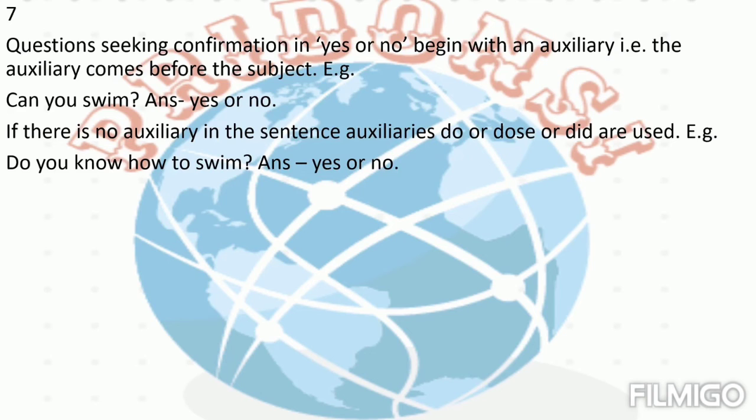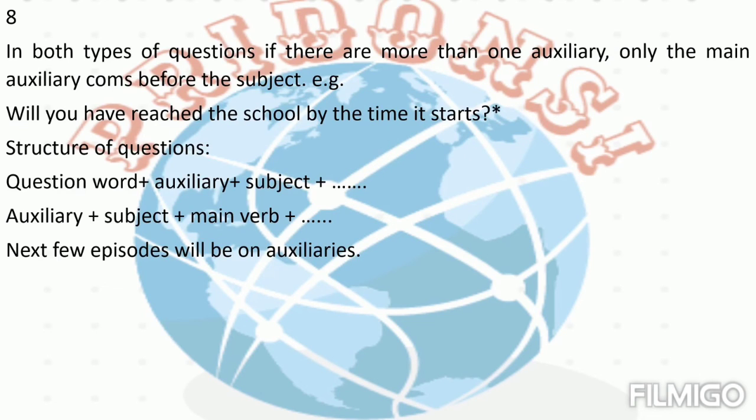In both types of questions, if there are more than one auxiliary, only the main auxiliary comes before the subject. For example, will you have reached the school by the time it starts? In this sentence, there are two auxiliaries, will and have. Only will has been placed before the subject.